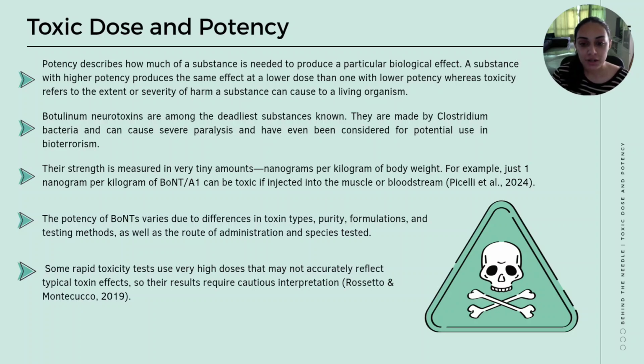It can cause severe paralysis, and even small amounts, as little as 1 nanogram per kilogram, can be toxic if injected into the bloodstream or muscle. However, the potency of these toxins can vary. It depends on factors like the toxin type, purity, formulation, how it's administered, and even the species tested. Lastly, some quick toxicity tests use very high doses that don't reflect real world exposure. So we need to interpret those results with caution.